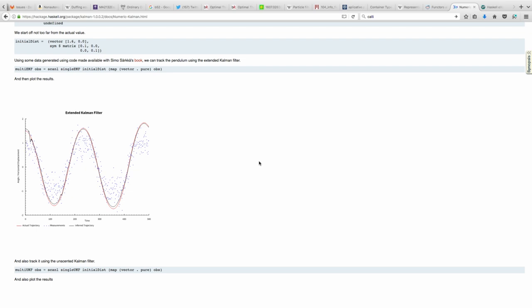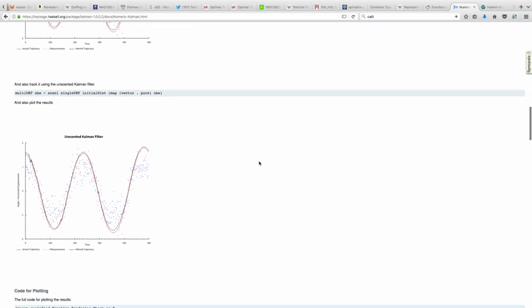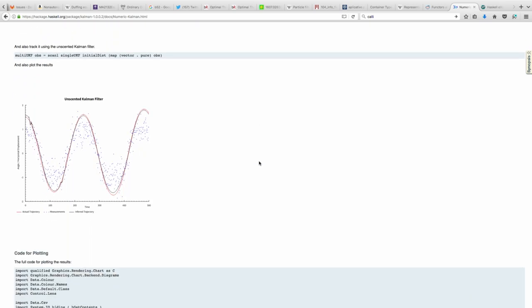It's doing quite a good job, really, the extended Kalman filter for finding it. I think the unscented one does a bit better, actually, in my view. Anyway, there you are. You can download it and try it out.